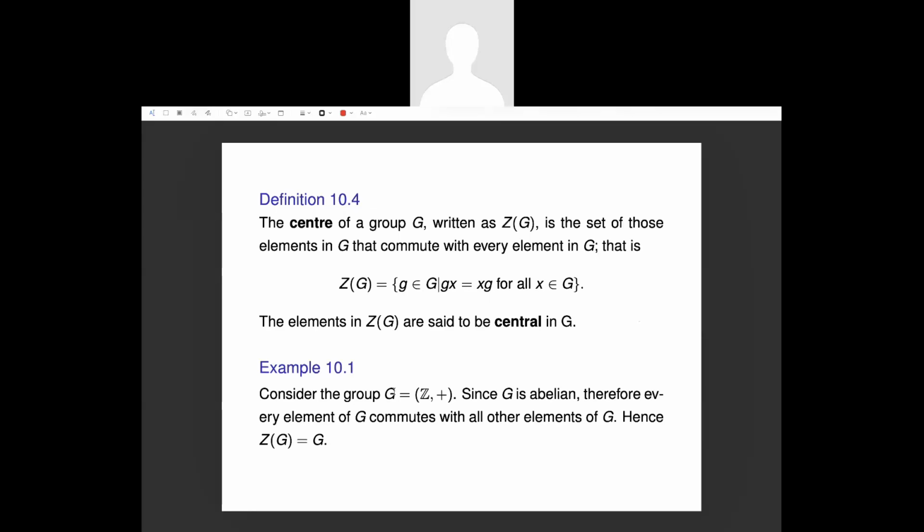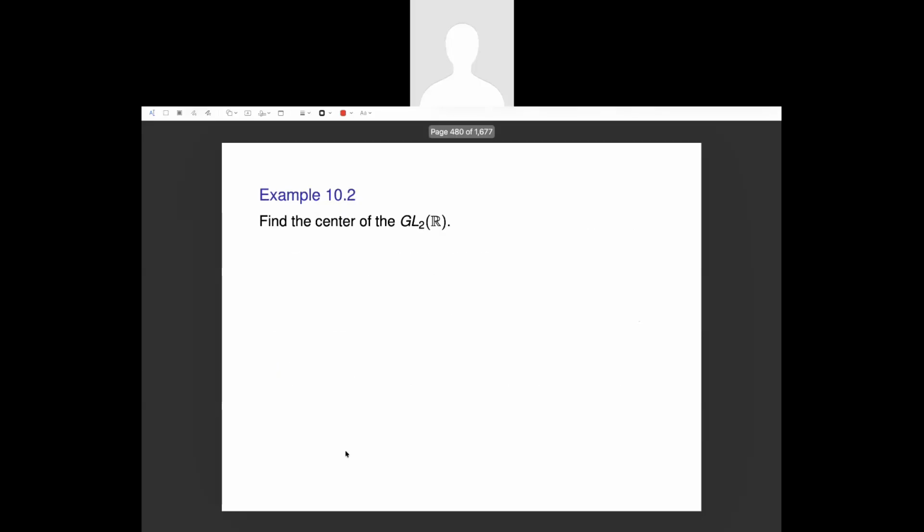Consider G equal to Z under addition, which is an abelian group. Therefore, every element of G commutes with all other elements of G. So the center of G is nothing but G itself. It means the whole of Z is the center of G, since in this case every element commutes.